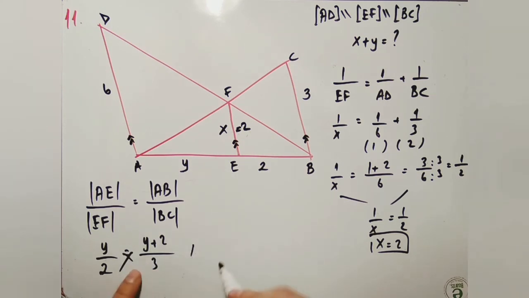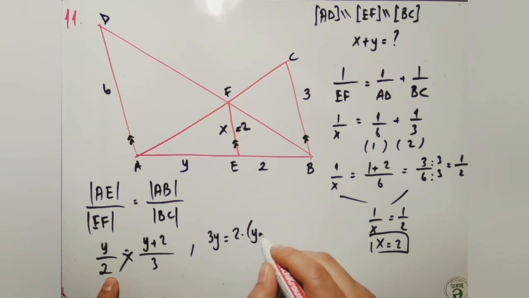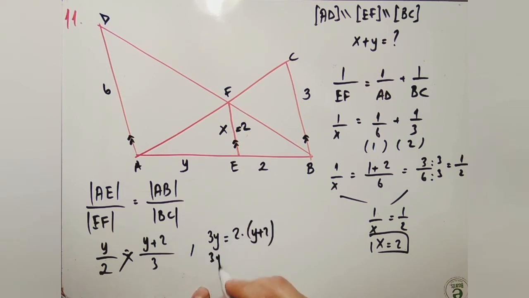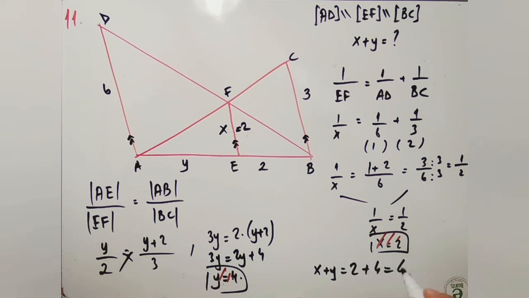And cross multiplication: 3 times Y is 3Y is equal to 2 times Y plus 2. So 3Y is 2Y plus 4. Bring it over. 3Y minus 2Y is Y is equal to 4. X is 2. Y is 4. So what is the sum of X and Y? 2 plus 4 is 6.